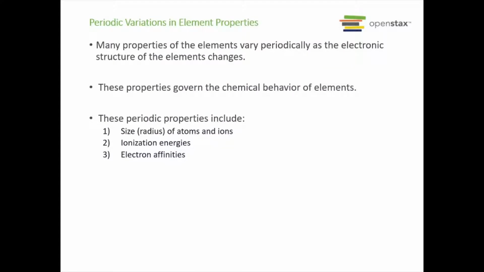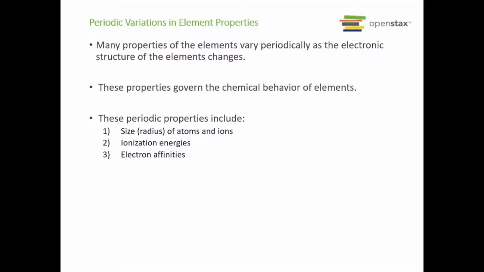So there's a lot of different properties that each individual element has, and it varies as we change our electronic structure. So we start adding more protons and electrons. Now we have these different atoms, and that therefore makes new properties. And these are what govern our chemical behavior. So this all relates to those electrons in the outermost shell, our valence electrons.